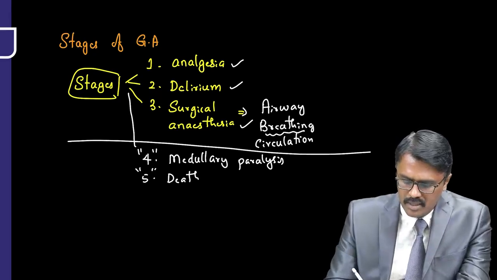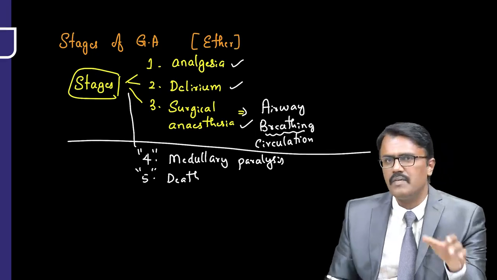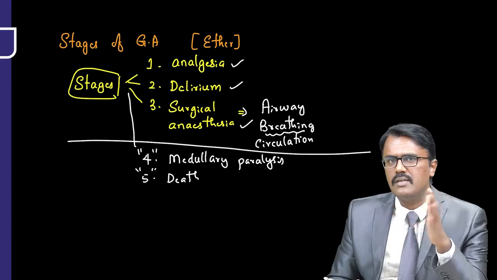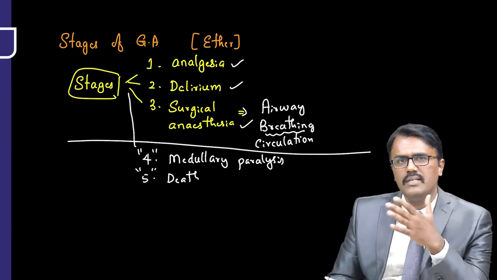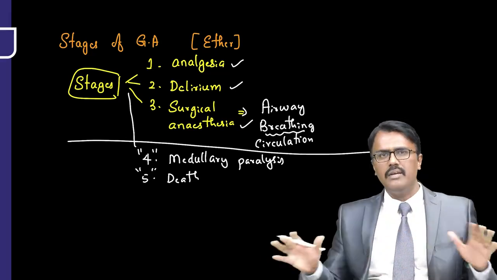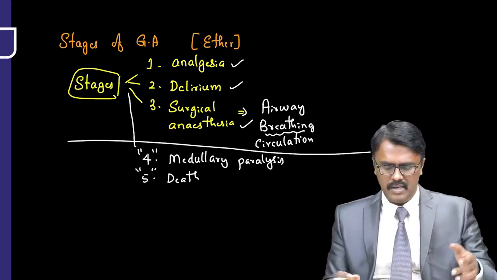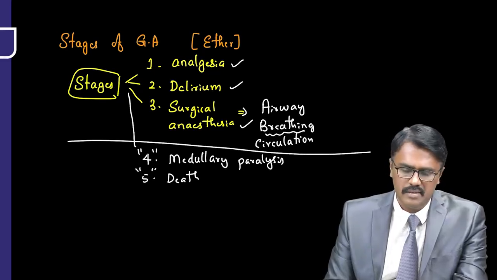All these stages are demonstrated by an older anesthetic, that is ether. Otherwise, we don't differentiate these stages in anesthesia. Only in ether can we see all the stages. In other anesthetics, these are overlapped. You cannot identify when is analgesia, when is delirium, when the patient goes into surgical anesthesia. So that is seen only with ether.